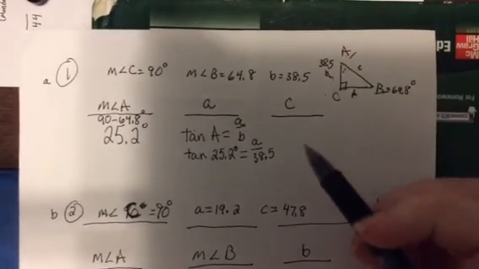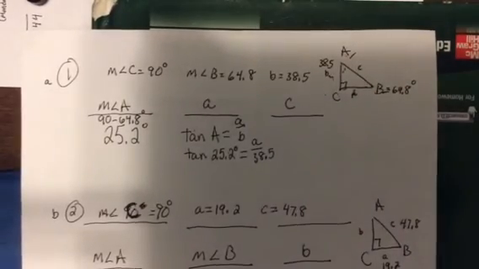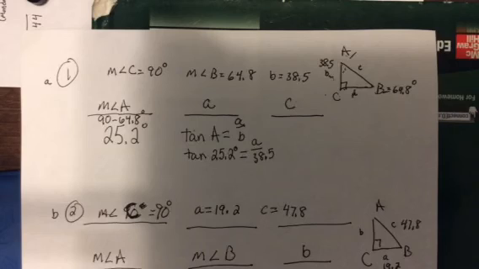So I'm going to multiply both sides by 38.5. And let's see what I get. 38.5 times tangent. Oh. Well, I'm just going to have to finish this up on the next.